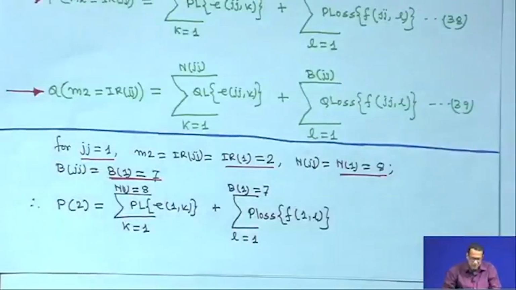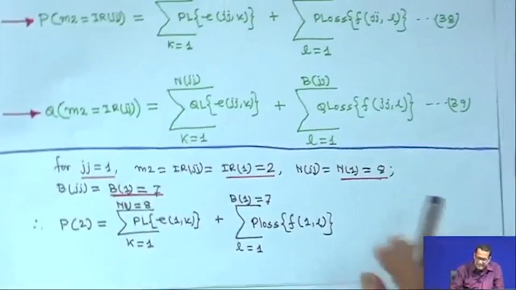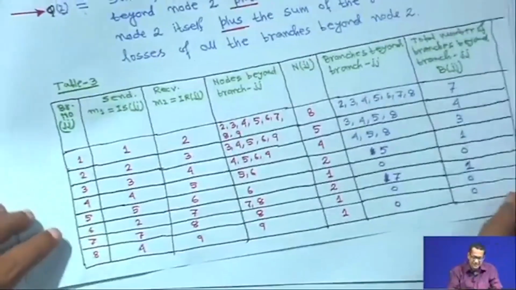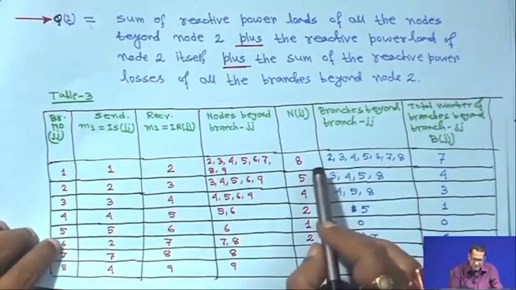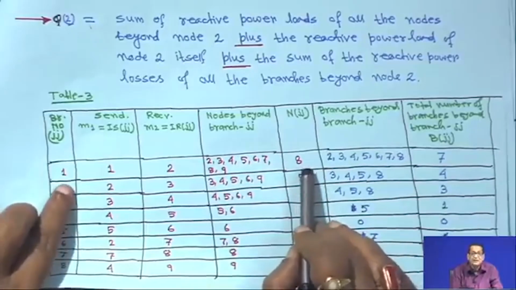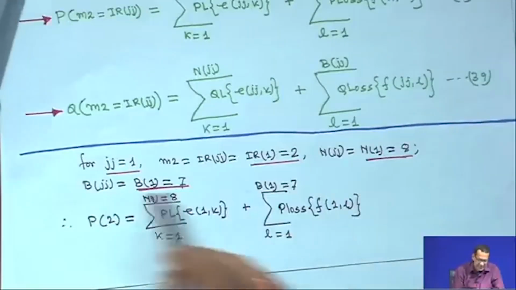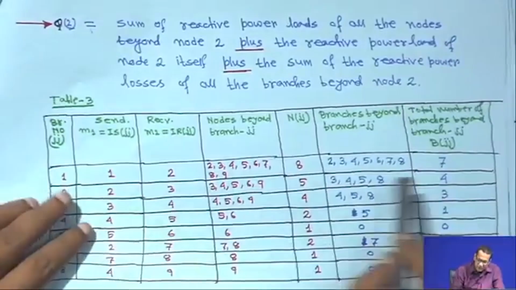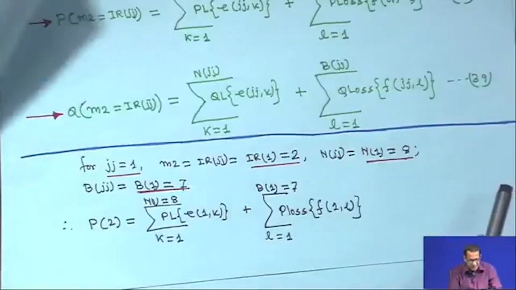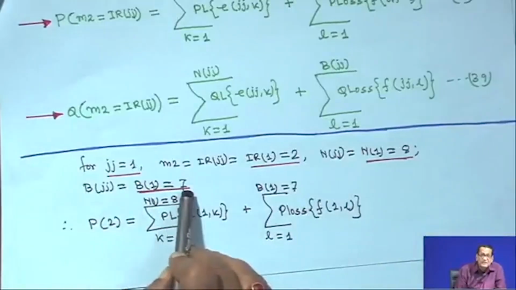Therefore, N_jj, N1 is equal to 8. From this table we have seen that N_jj is equal to 8, this is for N1 is equal to 8 in this case, right. And similarly, for jj is equal to 1, B1 is equal to 7, B_jj is equal to B1 is equal to 7. Therefore, B_jj is equal to B1 is equal to 7.